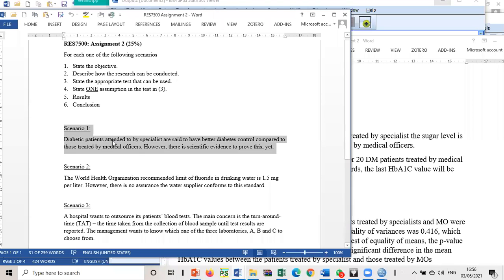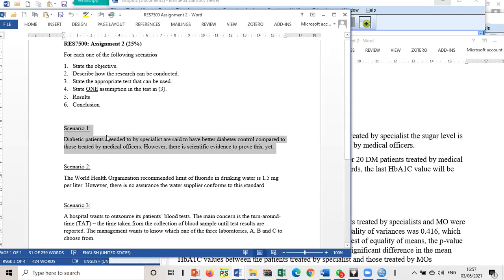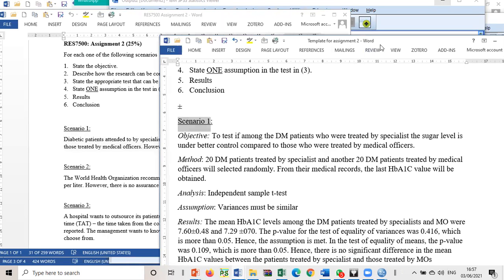You can still report number 1, then the flow will be there. Is that understood? So here is the title, this is scenario 1. You don't have to write all this again, the objective, method, analysis, assumption, results, and conclusion. That's enough. But make sure you put scenario number 1 and continue with scenario number 2, 3, 4, 5, 6. Questions?